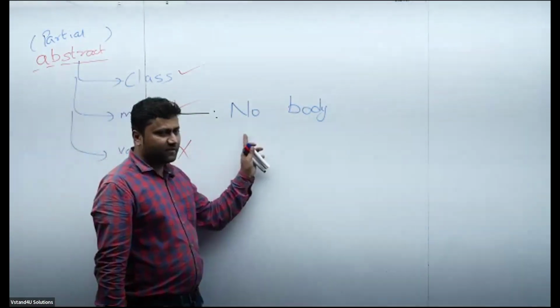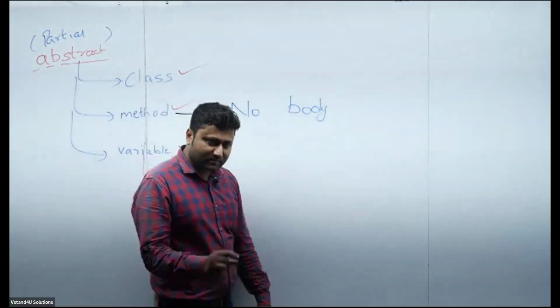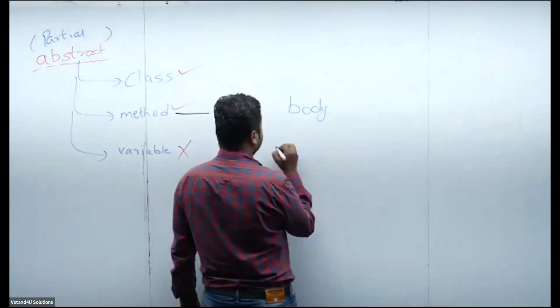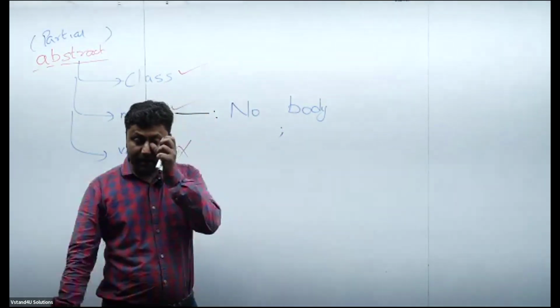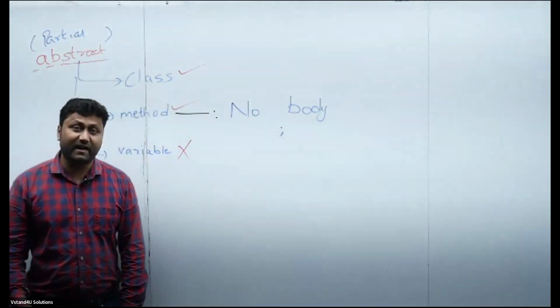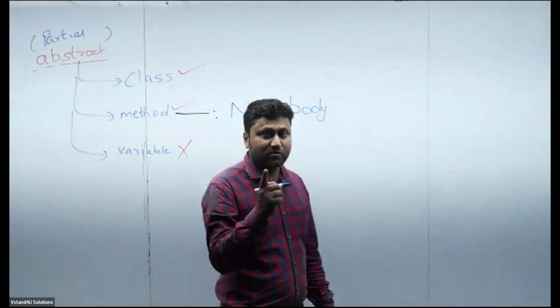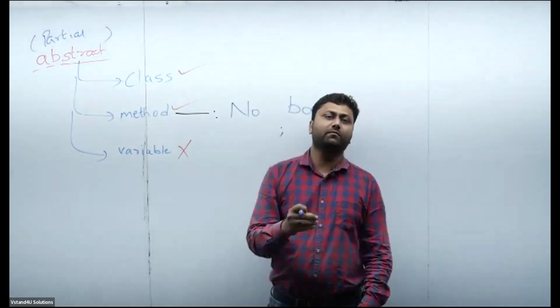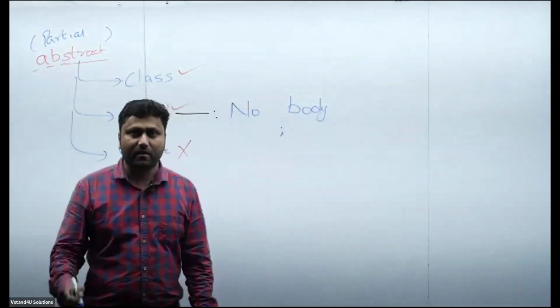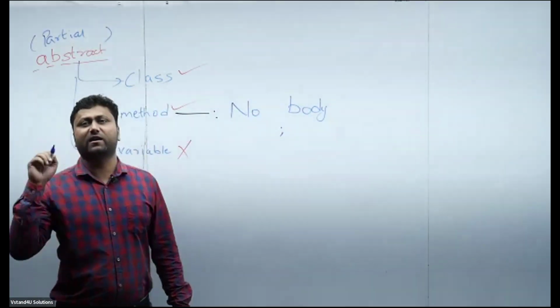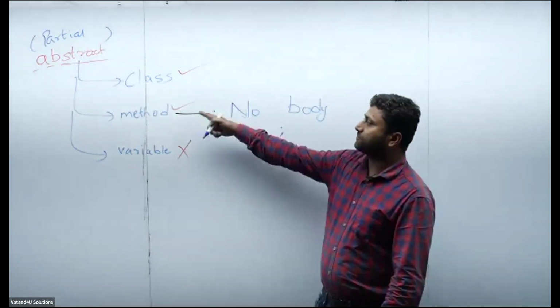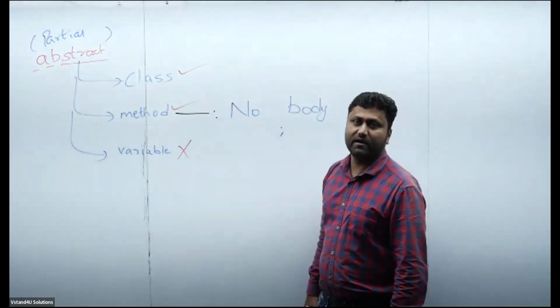Now, a method which does not have a body, has only the header part, ends with a semicolon. Agree? Such methods are marked as abstract method because we know what action needs to be performed with this method. How it needs to be done, that is not clear. Agree? What is clear? Requirement is clear. Implementation is not clear. Such methods we will mark as abstract methods. Are you with me, everybody?